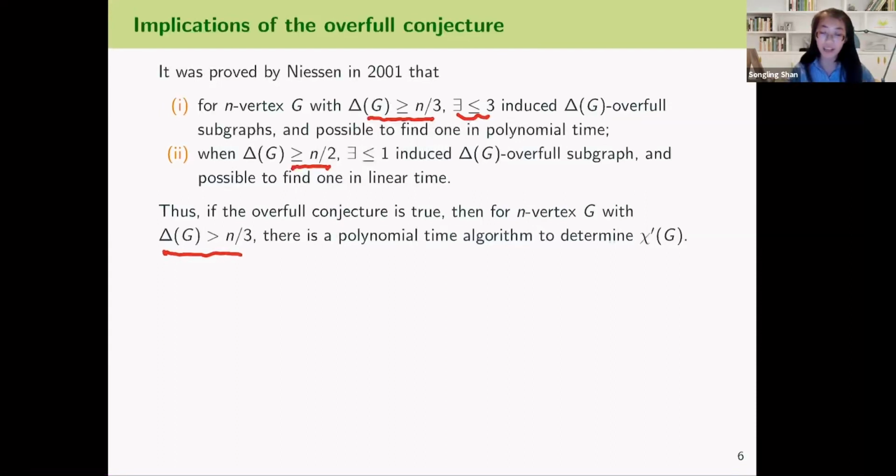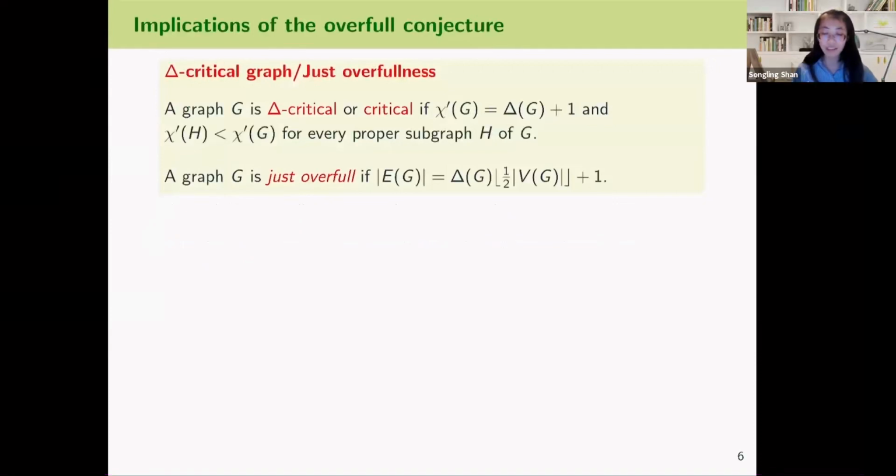So this is one big consequence of the overfull conjecture being true. In that case, the NP-complete problem of determining the chromatic index for graphs G with large maximum degree will be simple. And the overfull conjecture also implies several other conjectures in edge coloring. To state that, we need these 2 concepts.